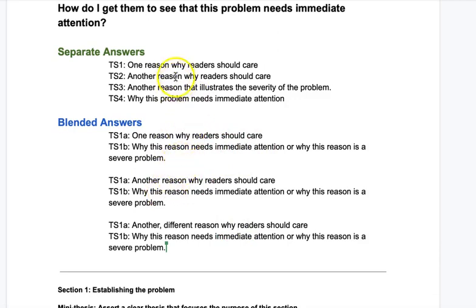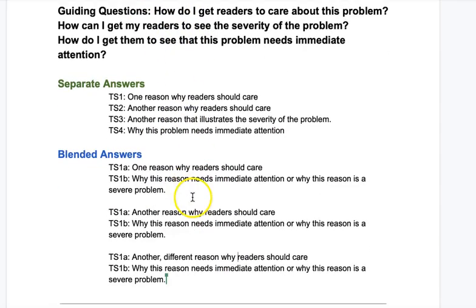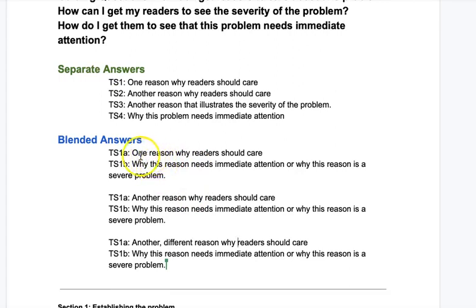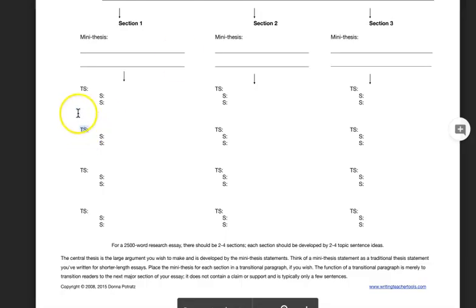So you're blending some of these questions, right? And talking just about this reason for 2 paragraphs. And then we get into this reason and we talk about that for 2 paragraphs. So maybe in this scenario, you talk about the severity of the problem and then why we need immediate attention on that. So again, these are just ideas for how you can start to structure that section that you're creating.